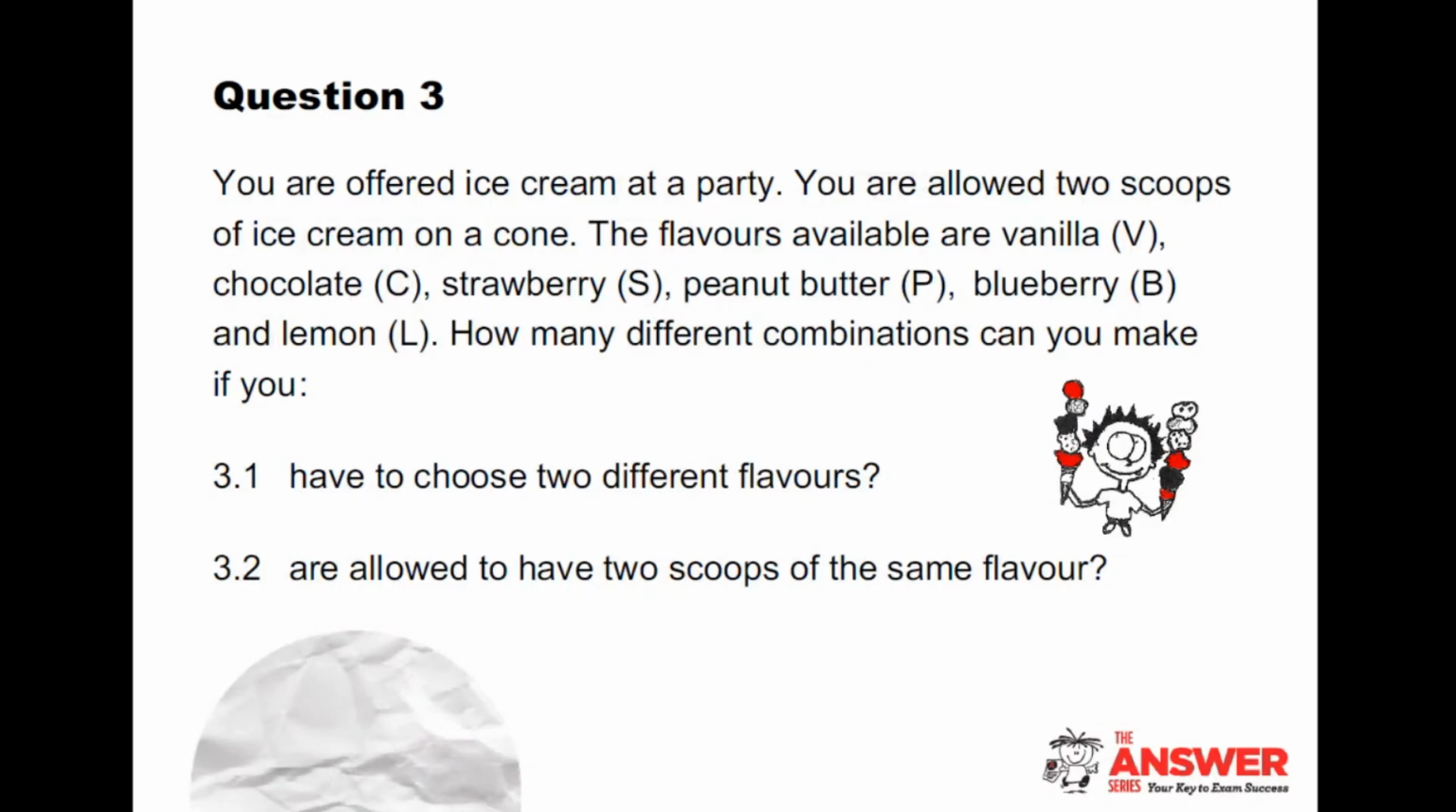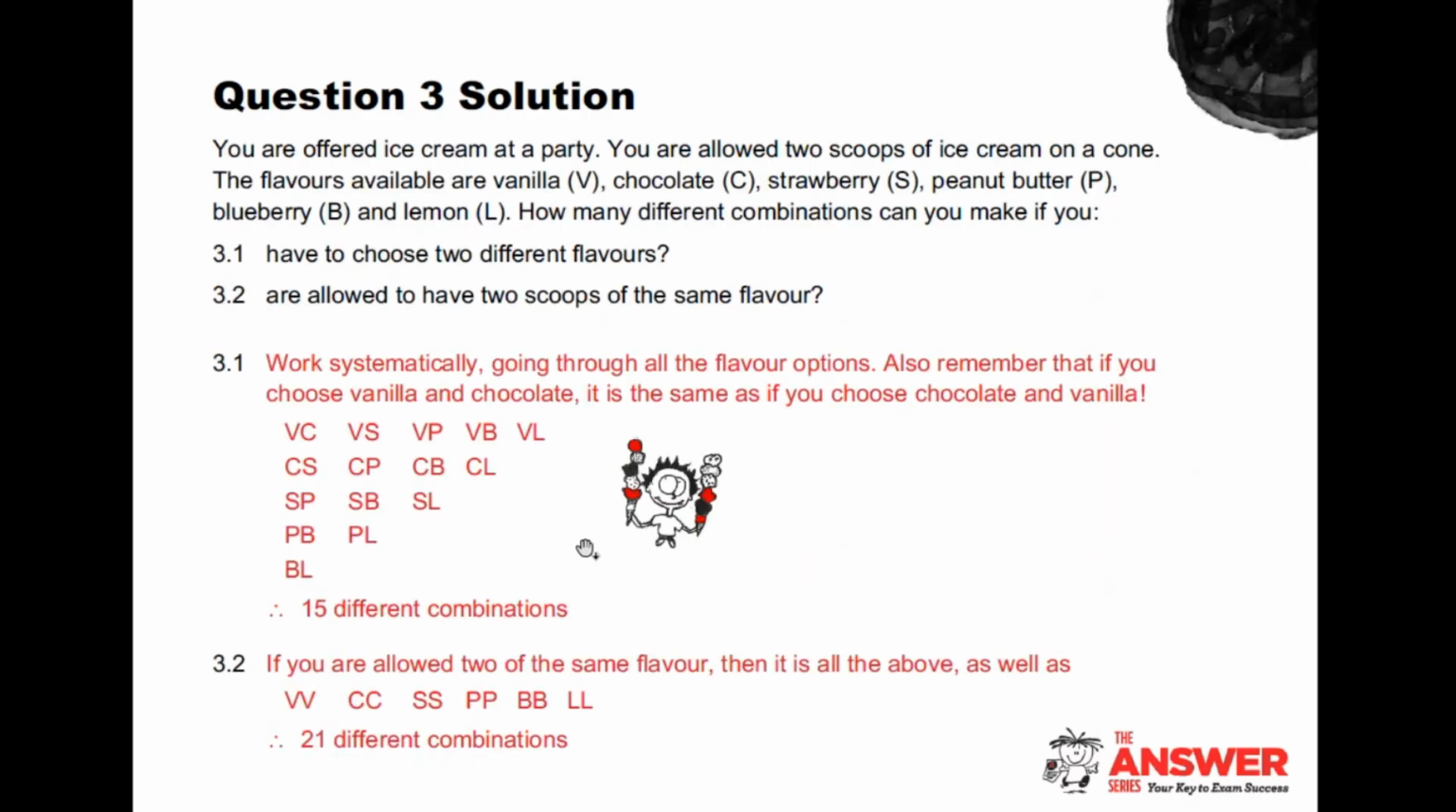How many different combinations can you make if you have to choose 2 different flavors? If you are allowed to choose 2 scoops of the same flavor as well. Okay, again, you can ask this to grade 7. And at grade 7 level, I would make them list everything. So vanilla with chocolate, vanilla with strawberry, vanilla with peanut butter, vanilla with blueberry, vanilla with lemon. And there I've got them there. So there are 5 possibilities.